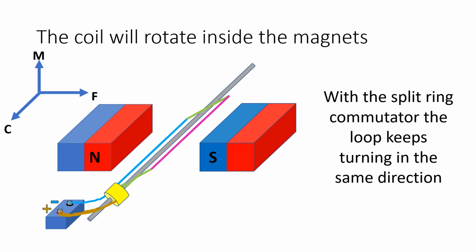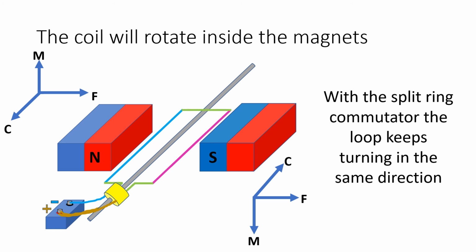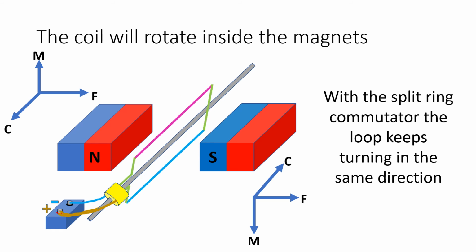On the left, if we use Fleming's left-hand rule, you'll find that the motion is always upwards. And on the right, you'll find the motion is always down, and you have that constant spinning. Hence, we end up with an electric motor.